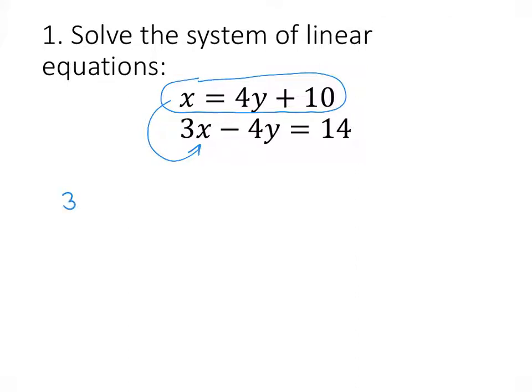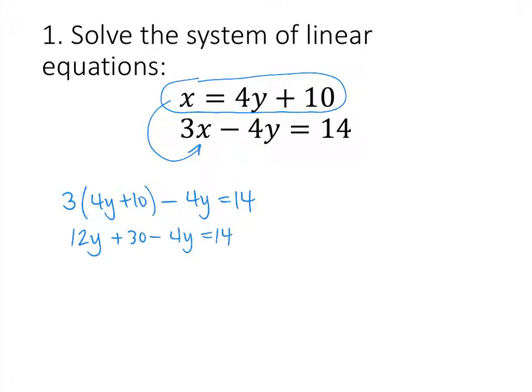So once we do that substitution, we get 3 times the quantity, 4y plus 10, minus 4y equals 14. So that gives us a single equation in the variable y, and now we'll solve that for y. Distribute the multiplication, we get 12y plus 30 minus 4y equals 14. Subtract 30 from both sides, 12y minus 4y is 8y, and when we subtract 30, 14 minus 30 is negative 16. Divide both sides by 8, and we get y equals negative 2.